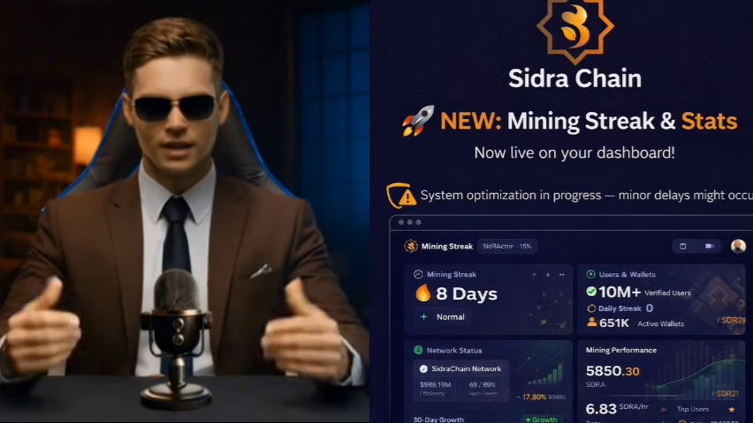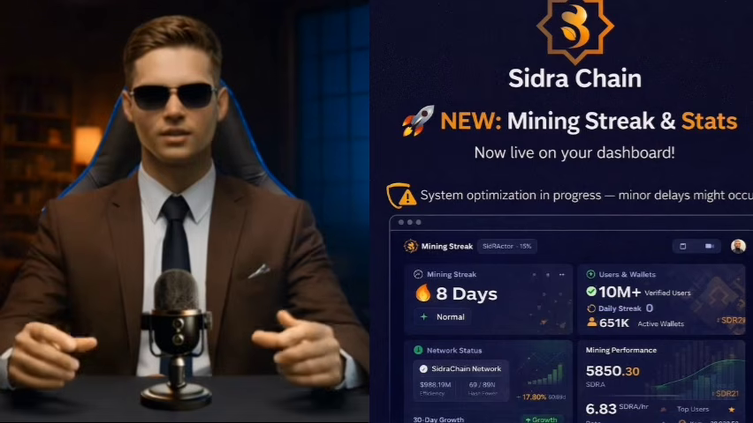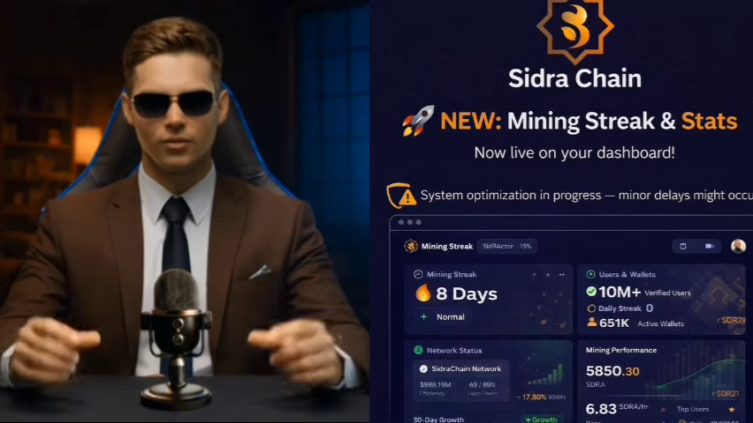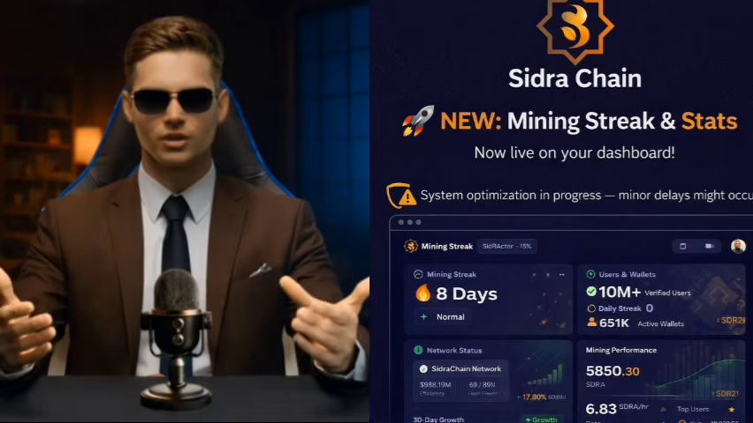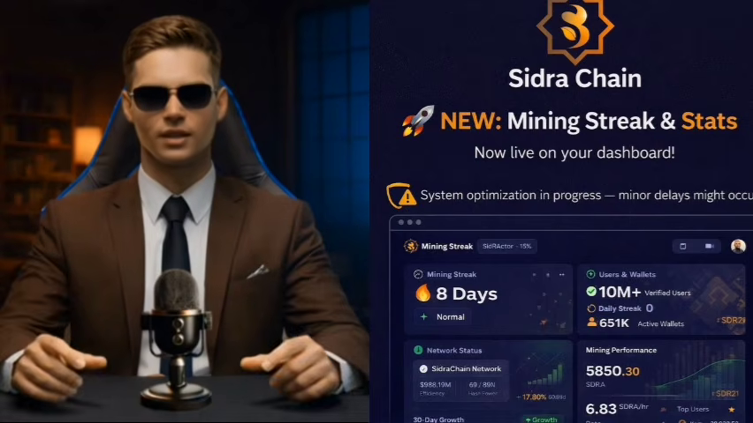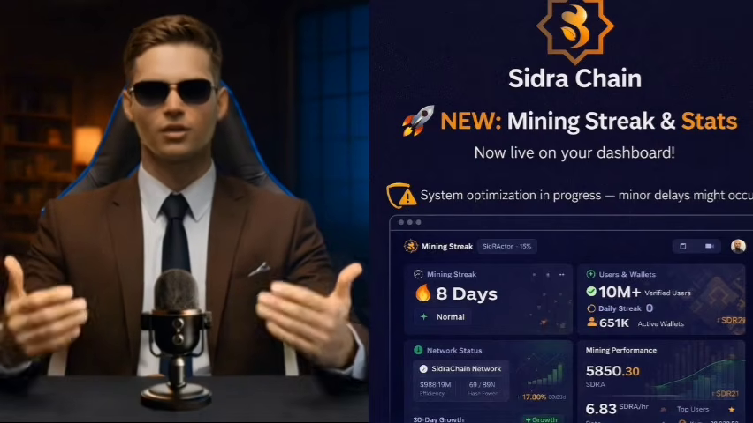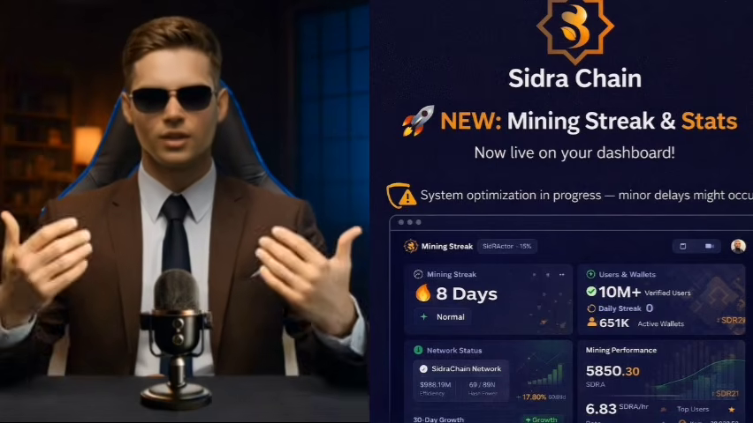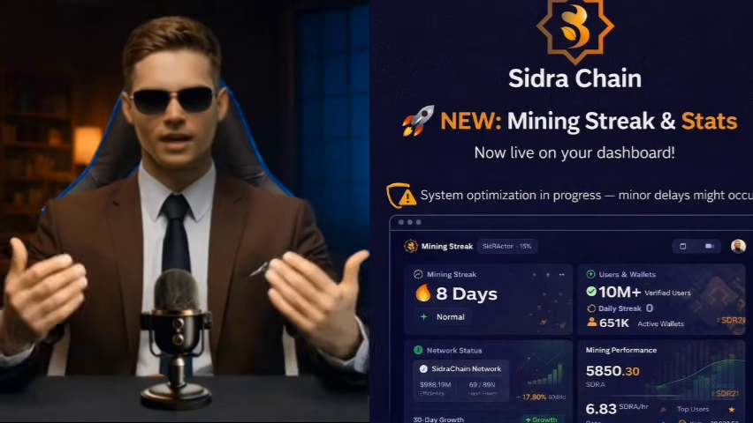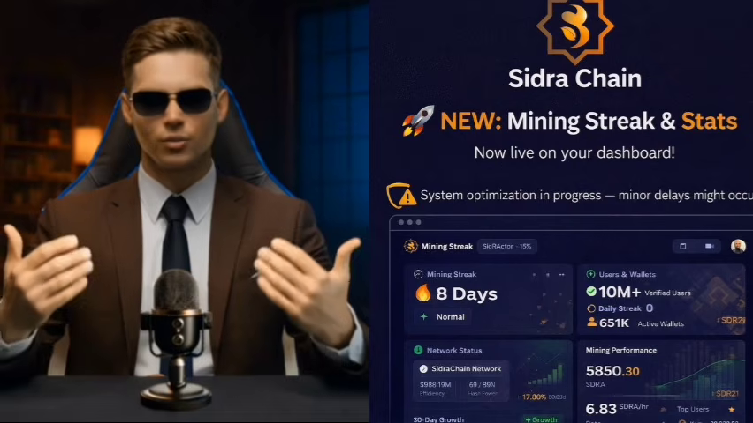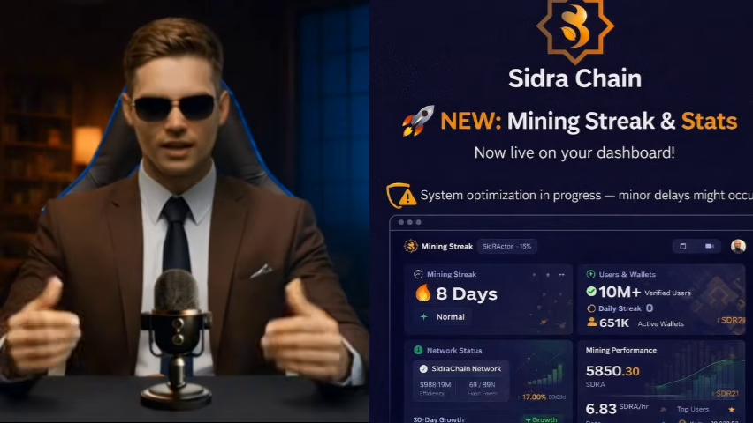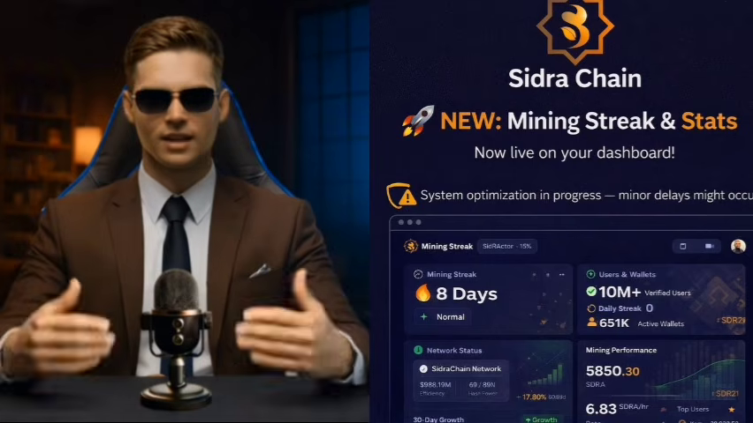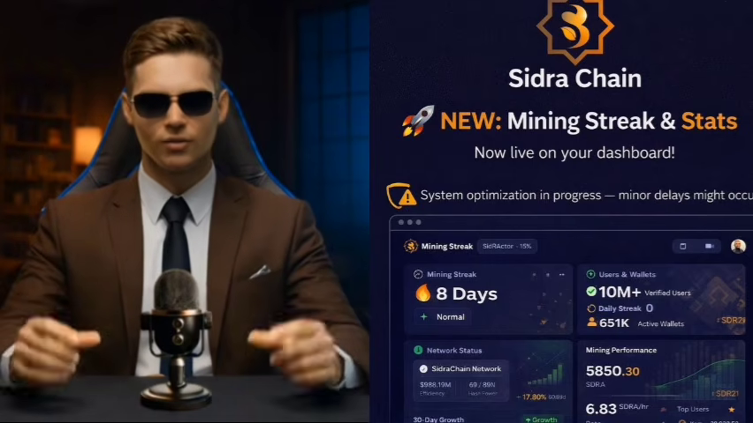What is Sidra DEX? Sidra DEX is the decentralized exchange layer of the Sidra ecosystem. Think of it as the internal marketplace where assets are structured, valued, and exchanged according to the system's own economic model. But here's the key difference. Sidra DEX is not just another DEX competing with the outside crypto world. It's part of something much larger, a sovereign financial architecture built around SDA. And that's where the new wallet interface comes in.